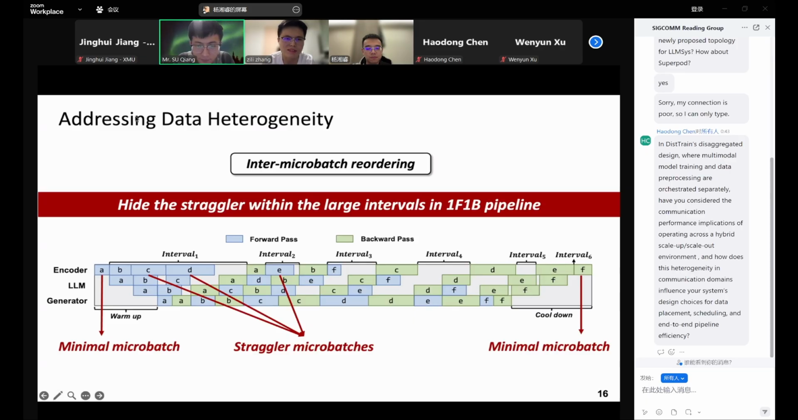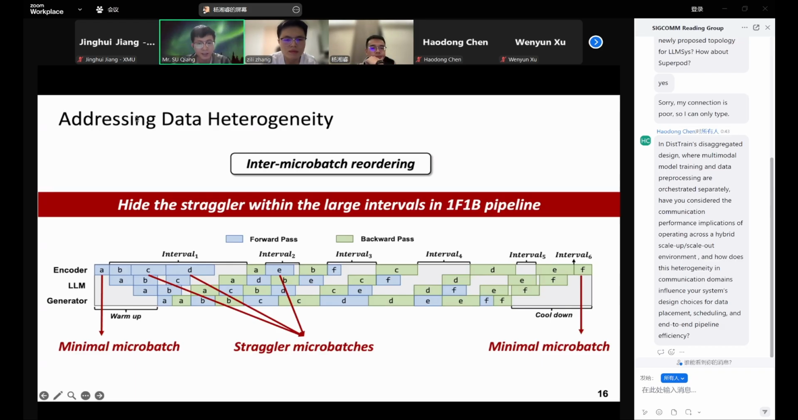If my understanding is correct, the design is highly dependent on the workload, right? Yeah. Okay, got it.